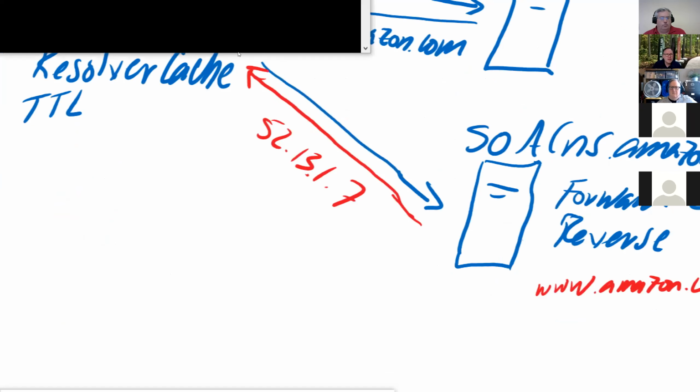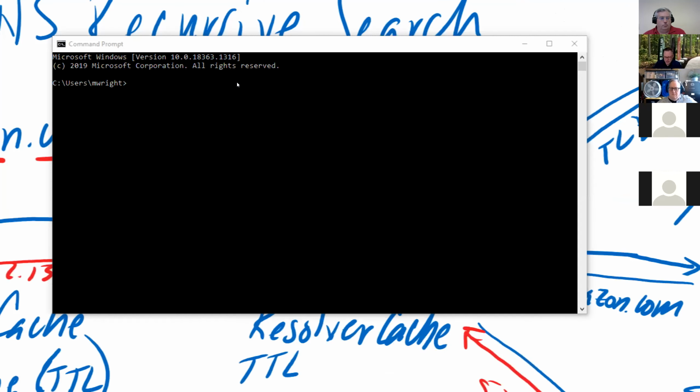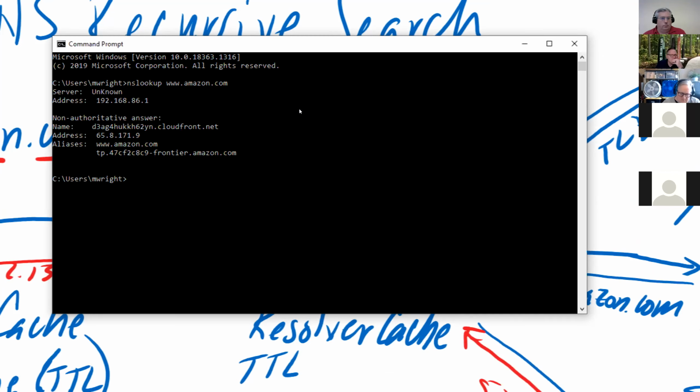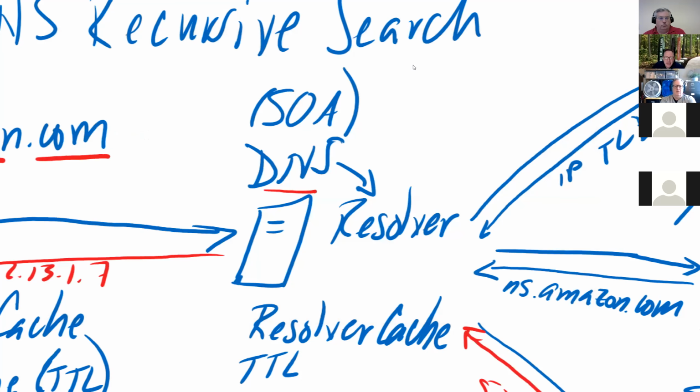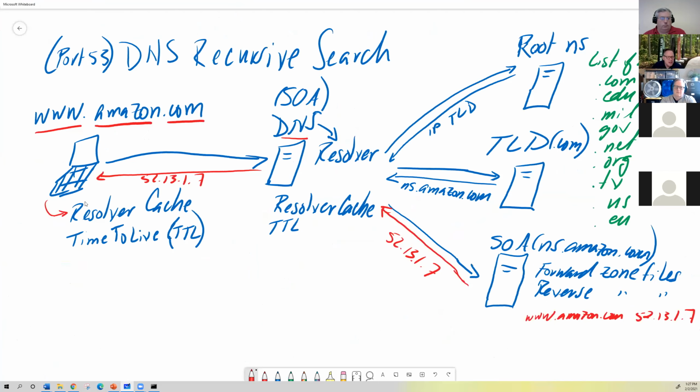Go up here to this. Okay. And I do a DNS lookup. Amazon. Okay, here is Amazon. It's going to give me, here's the address right here. Cloudfront.net provided me that IP address, 65.8.171.9. Okay, and so it's going to give me that back, and it's going to put that into my resolver.